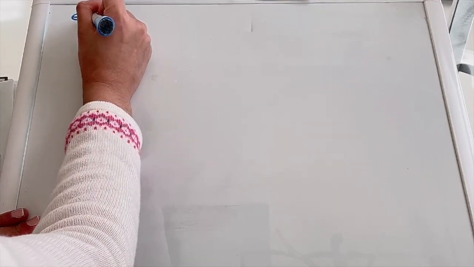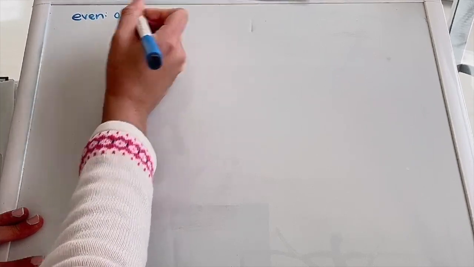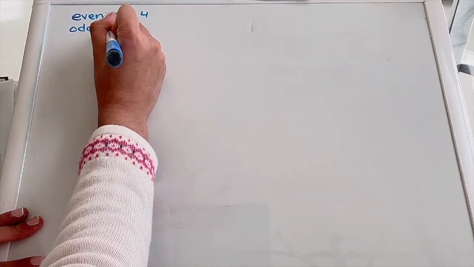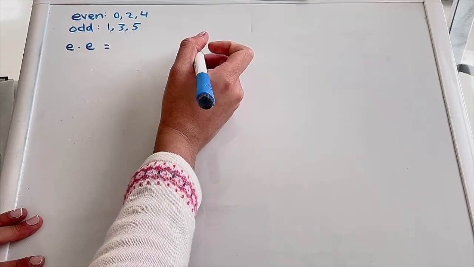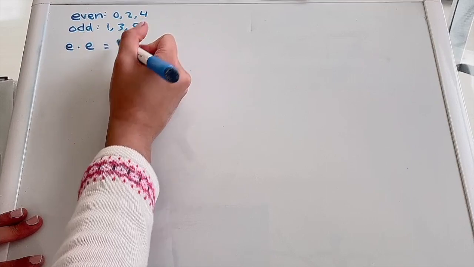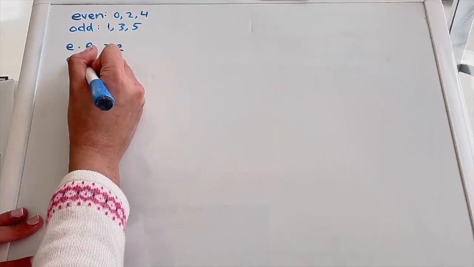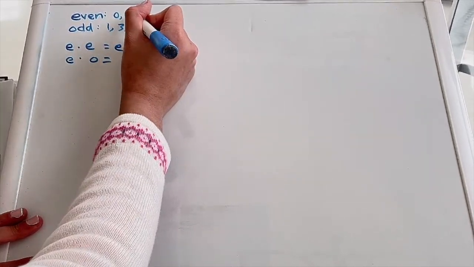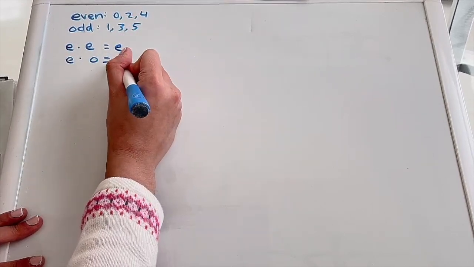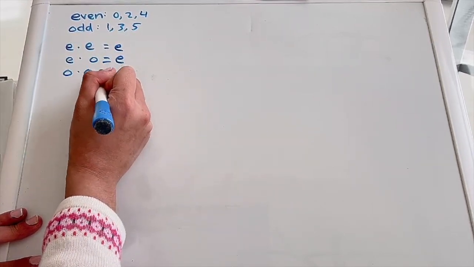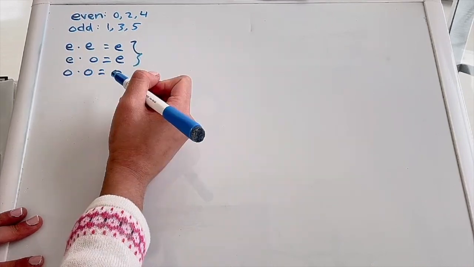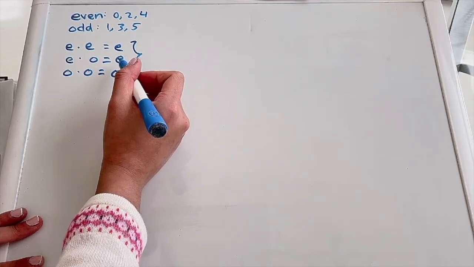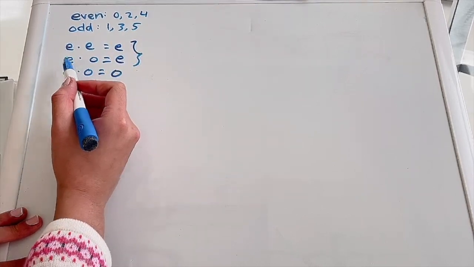Well, let's just look at this. We know even numbers are like 0, 2, 4, and odd numbers are like 1, 3, and 5. What is even times even? Let's say 2 times 4. That is also an even number. What about an even number times an odd number? Let's say 2 times 1. That's also even. And what about odd times odd? 1 times 3, that is still an odd number. The only way two numbers multiplied together is even is if at least one of the numbers is even.